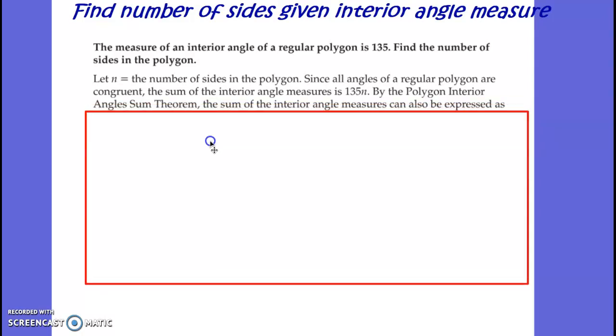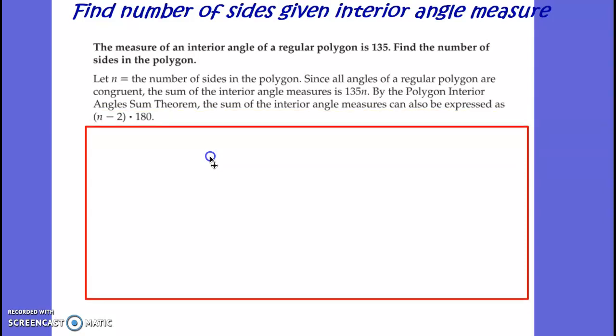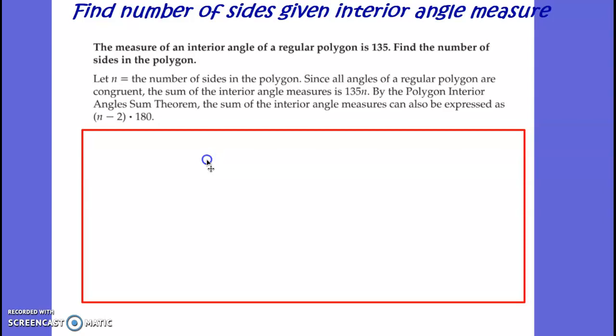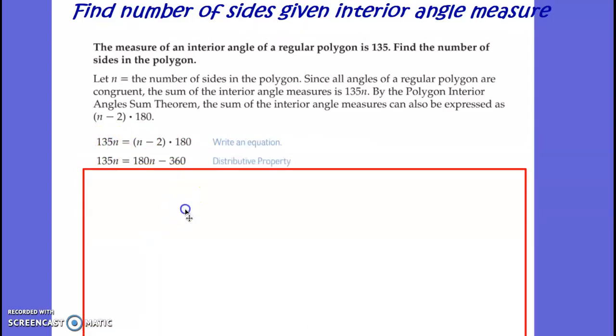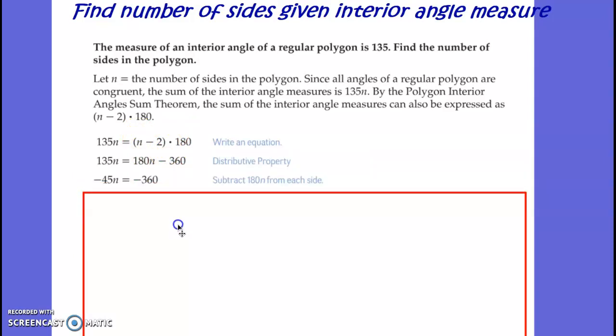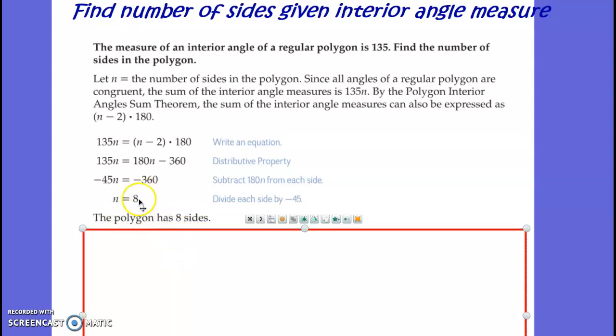By the polygon interior angle sum theorem, the sum of an interior angle measures can be expressed by n minus 2 multiplied by 180. That should equal 135 times the number of angles. So I can use my distributive property, distribute it into 180n minus 360, solve the simple equation. Since n was equal to 8, the polygon had 8 sides, which would make it an octagon.